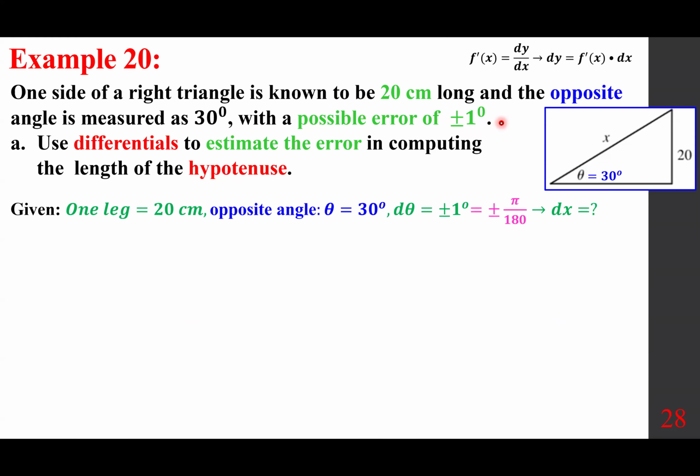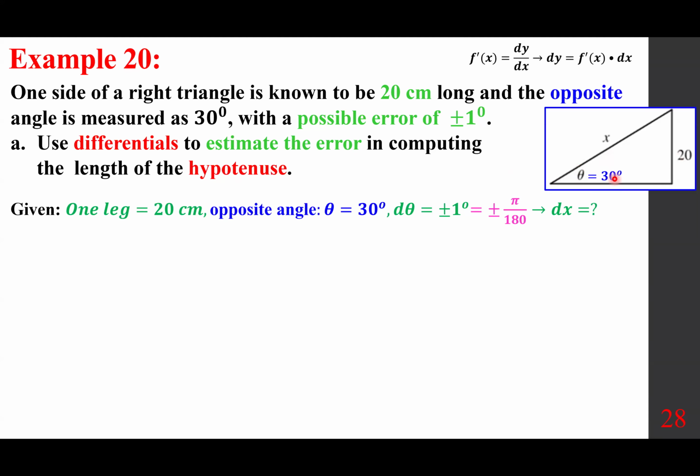So it's important to understand what we are looking for, everybody. One more time, here's the right triangle. The side opposite the 30-degree angle is 20, and the hypotenuse we're going to call X. Now, this angle has a possibility of an error. It could be 1 degree more or less, so plus minus 1 degree. And as I mentioned, in calculus, we always go with the radians.